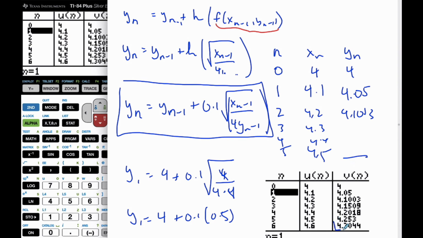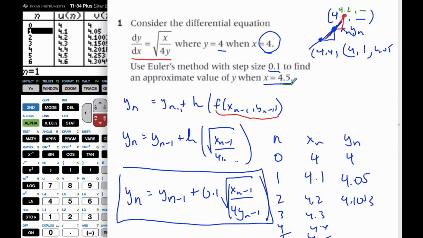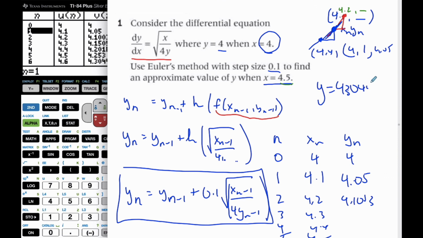And so Euler's method estimates the value at 4.5 to be 4.3044. That is what we get here for the y value. If we actually had the true equation, that might give the true value, and the approximation will probably be a little bit less. But it takes little approximations to get closer and closer to the curve, so it's a pretty good approximation of the true value.